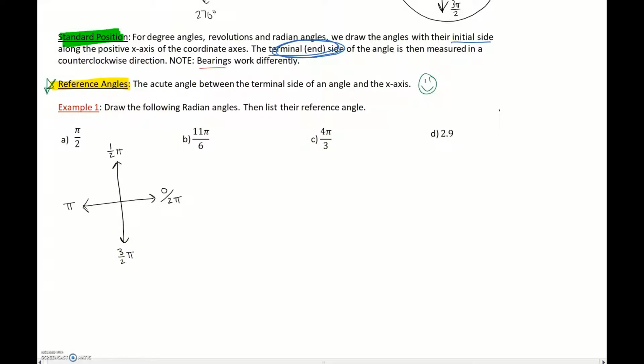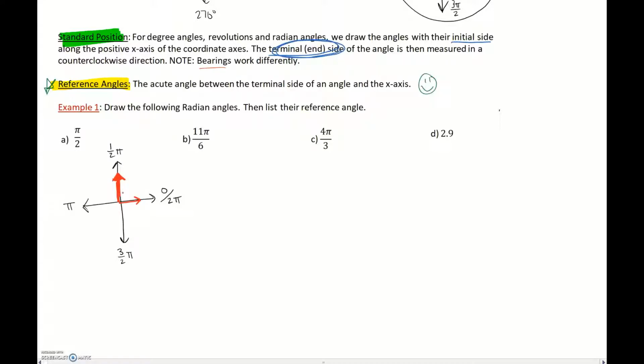And now I've got to graph pi over 2. Where is that? Well, that's a piece of cake. That was one of the angles right there, straight up. So initial side starts at 0, terminal side goes to a half pi, and there is my angle drawn. So I drew the radian angle, and the reference angle, okay, so which way is the acute angle? Here's the terminal side, right? This is where it stopped, right here. This is my terminal side.